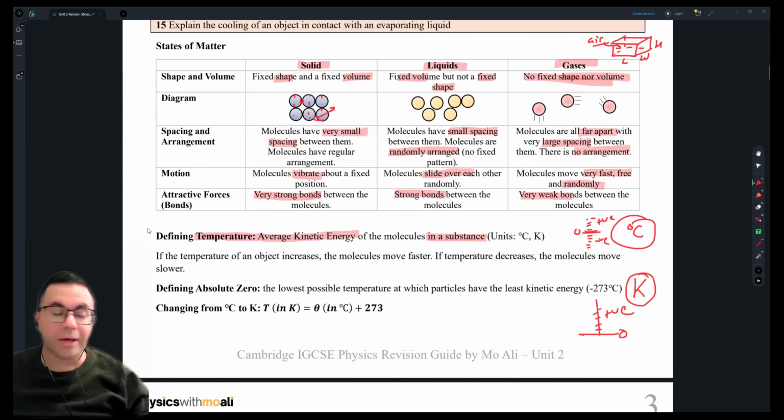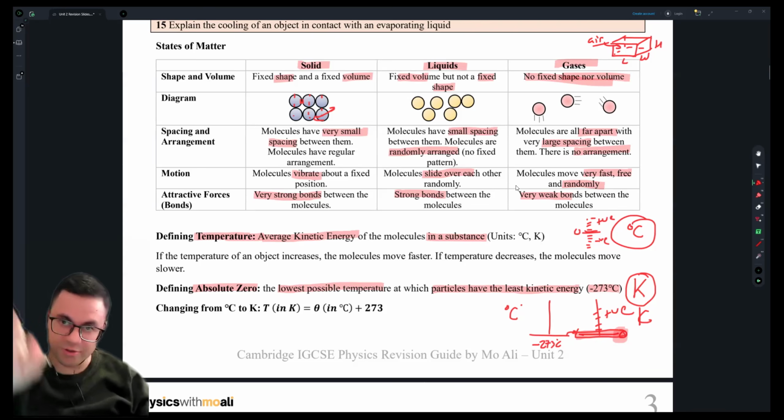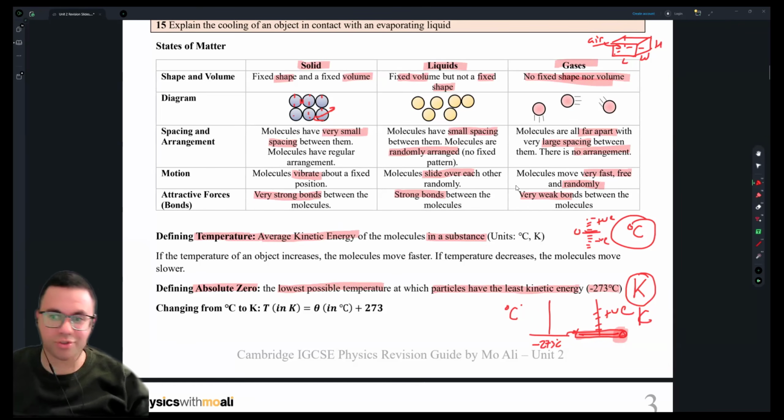Okay? How do I convert between the two? Using the concept of absolute zero. What is absolute zero? It's the zero of the Kelvin scale. It is the lowest possible temperature, at which the particles have the least kinetic energy. And that's at negative 273 degrees Celsius. Meaning, if I have the Celsius scale and the Kelvin scale next to each other, the lowest possible temperature is negative 273 Celsius. That's my zero in the Kelvin scale. Technically, yes, that's the temperature at which molecules just stop moving. Okay.